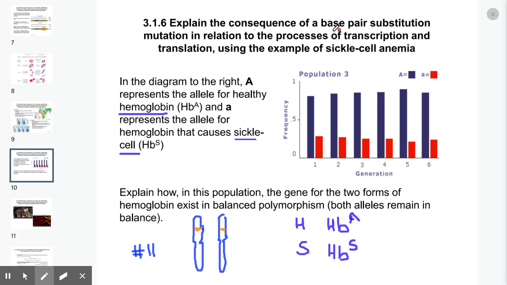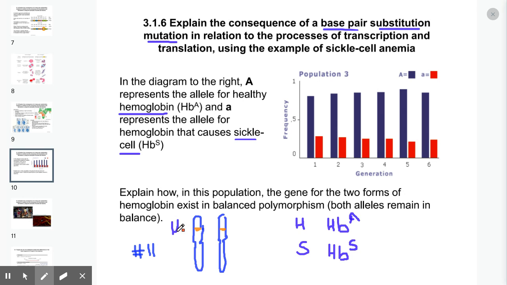So if we go back to this, the base pair substitution caused a mutation in our hemoglobin gene. It made it different by one letter, and it changed its function. It changed its characteristic. So the two alleles, in 3.15, it said, explain how a mutation can result in a new allele? Exactly this. So we had a healthy hemoglobin gene, and now we have a different form of it, which is the sickle cell.